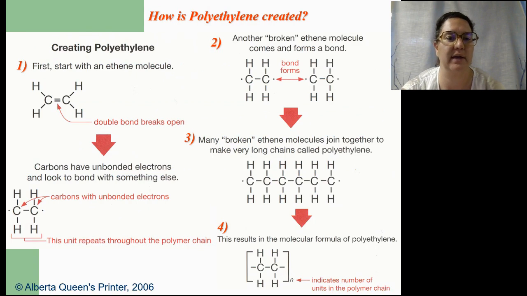So polyethylene is created when we take the ethene molecule, which has a double bond. We're going to break that double bond open, and the carbon is now going to look to bond with something else. Now, if we have another broken ethene molecule, it will come and form a bond to this carbon. Now, many of these broken ethene molecules are going to join together to make a long chain called polyethylene. And this is a molecular compound where, again, n is going to represent the number of units in the polyethylene polymer chain. So we've broken apart those double bonds, and instead of bonding to more hydrogens, they've bonded to more broken hydrocarbons.